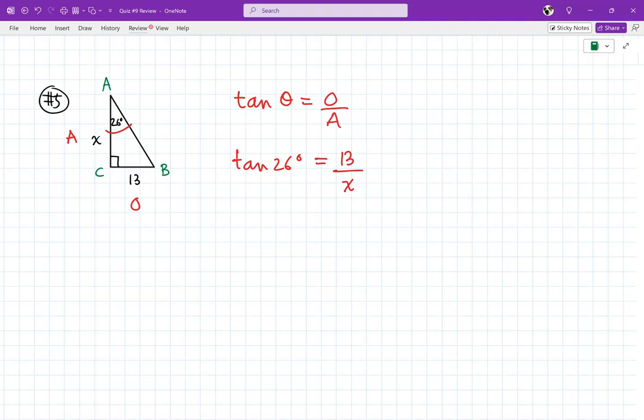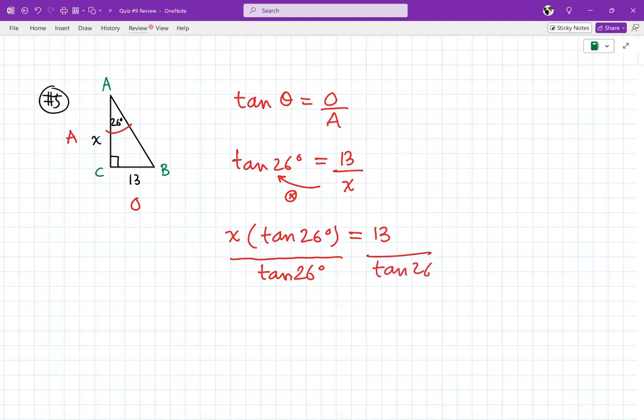This is what we call the harder problem because the variable is on the bottom. It's not that big a deal, but it does require two extra steps. I'm going to move the x over to the left side by multiplying. So that's going to be x times tangent of 26 degrees is equal to 13. And then I'm going to divide both sides by the tangent of 26 degrees.